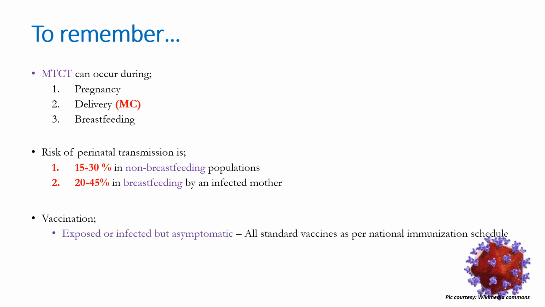Vaccination is recommended in all exposed or infected but asymptomatic neonates with all standard vaccines as per the national immunization schedule, and in case of immunosuppressed or symptomatic babies, all standard vaccines are to be given except for live vaccines like BCG, OPV and varicella.